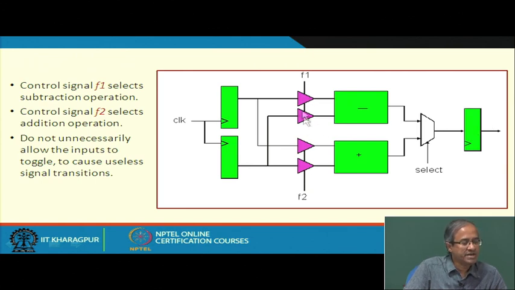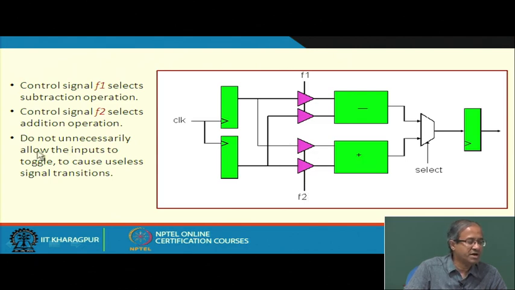Now, here we are using some kind of gates, this can be buffers, this can be tri-state buffers, whatever, but the idea is that whenever I want to do addition, I will be enabling these buffers and disabling this. Disabling this means there will be no signal transitions occurring here, which means no transitions will be occurring inside this. Anyway, I will be selecting the mux so that the output of this adder gets selected. So, no problem. I am assuming that F1, the control signal, selects subtraction and F2 selects addition.